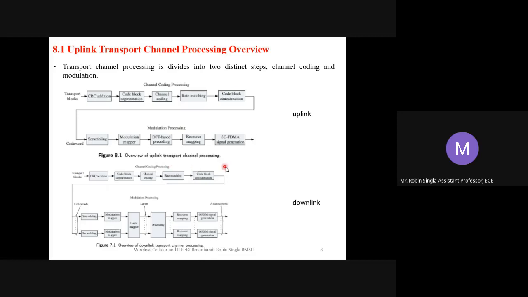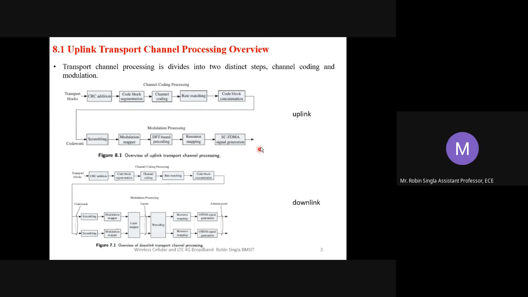The only difference between the two is not visible in this image. In uplink, spatial multiplexing is not supported. So data streams from the MAC layer are presented to the encoding unit as only one transport block every subframe. So the transport block coming to this channel coding processing is, in case of uplink, only one transport block every subframe.